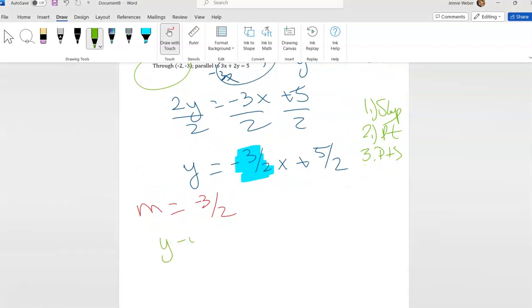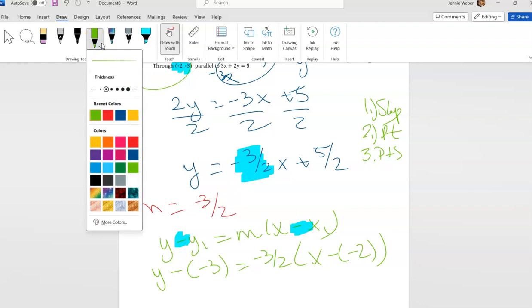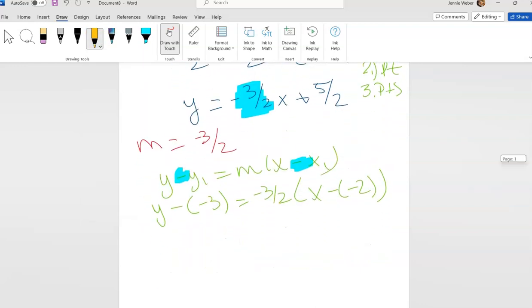So y minus y1 equals m times x minus x1. So this is y minus a -3, equals -3/2 times x minus a -2. Notice there is a negative here and there's a negative here. All the negatives apply. You can't forget any. You can't go, oh, they already have it, I don't need it again. Nope, you got to use both, okay?